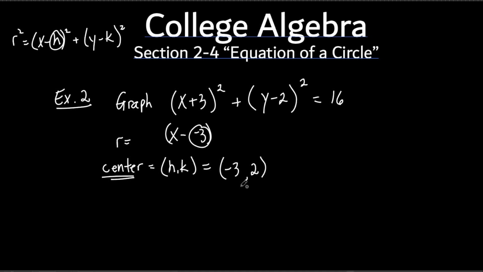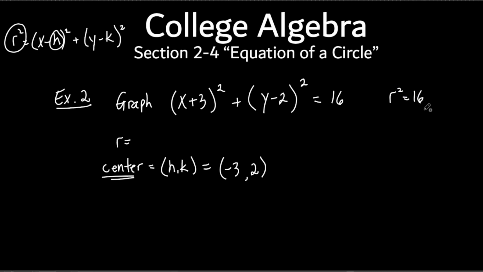It's not so bad, is it? That's the center of the circle. All right? Let me get rid of this. So what is the radius of the circle? Is it 16? No, because remember our equation is written r squared. So r squared is equal to 16.